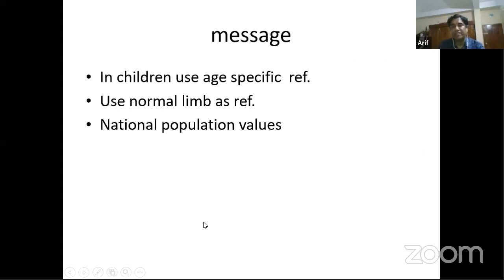Now the main messages. I already told many things about the pediatric parameters and other things, so I want to summarize. In children, use age reference. It is better to use a population-based reference. It is high time for us to make this population-based reference. Always use the normal limb as a reference, and the national population value, as I already told you.